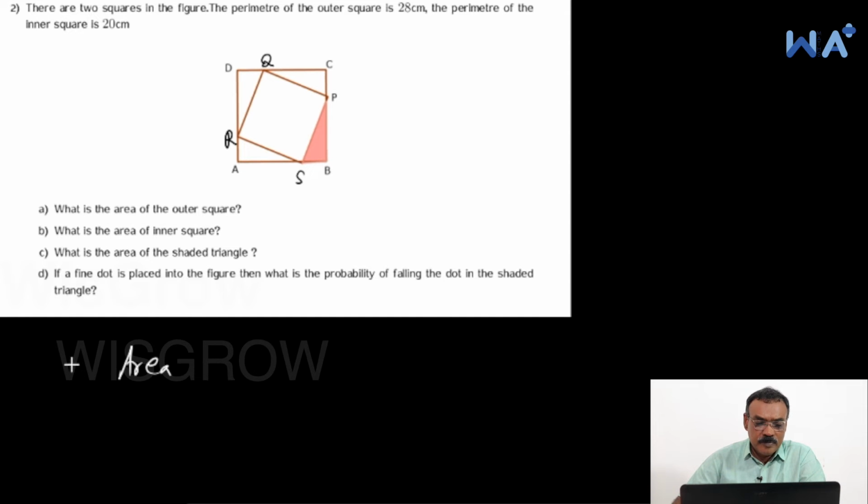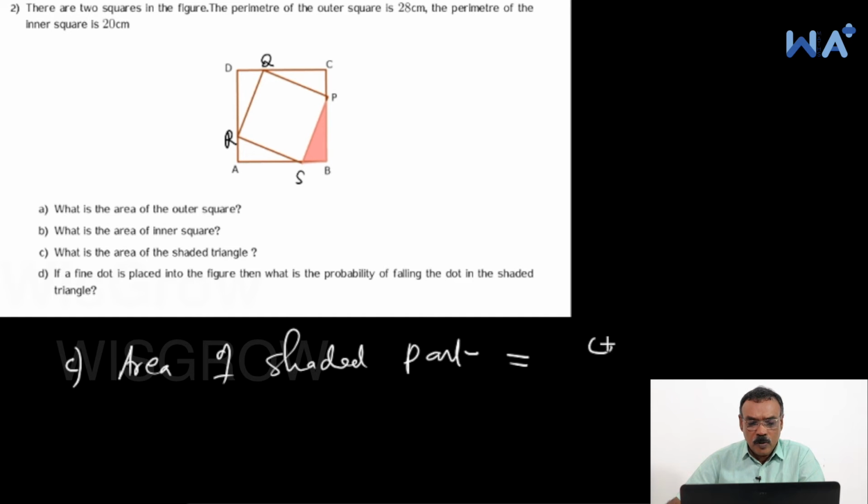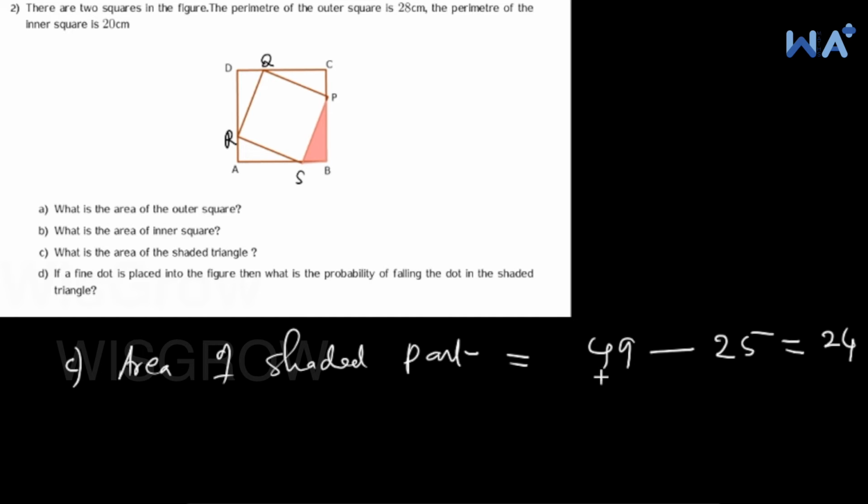Area of shaded part is equal to 49 minus 25, that is equal to 24. This is the area of the inner shaded part. What is the area of the shaded part? This is divided by 4: area of the shaded part is equal to 49 minus 25 divided by 4. That is equal to 6.